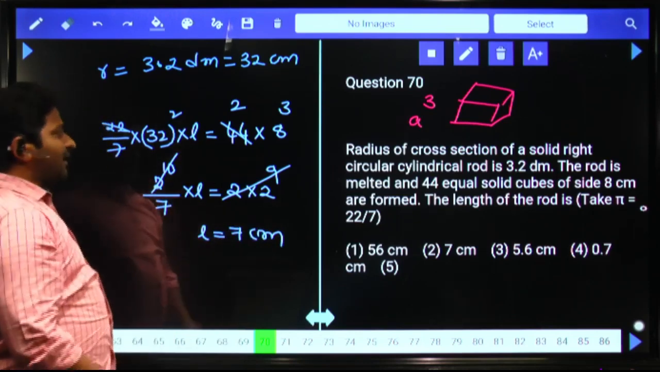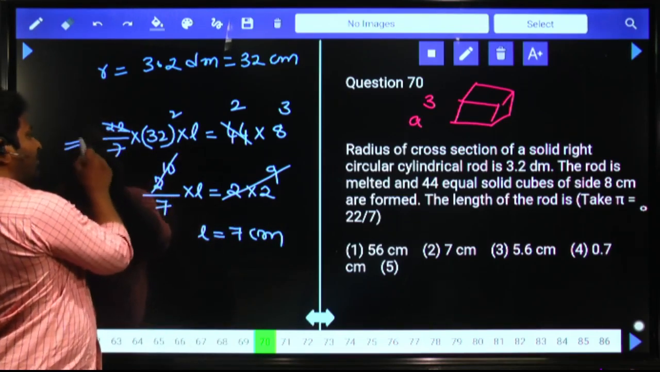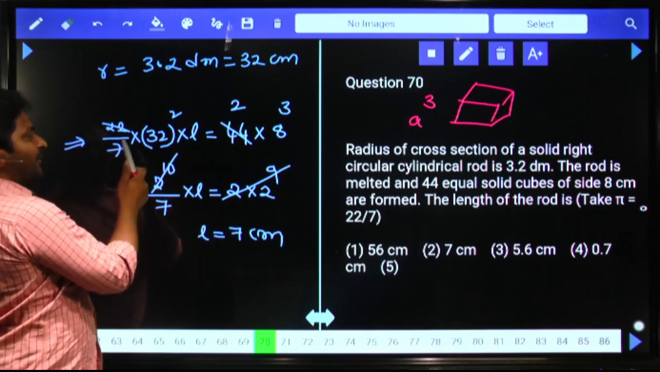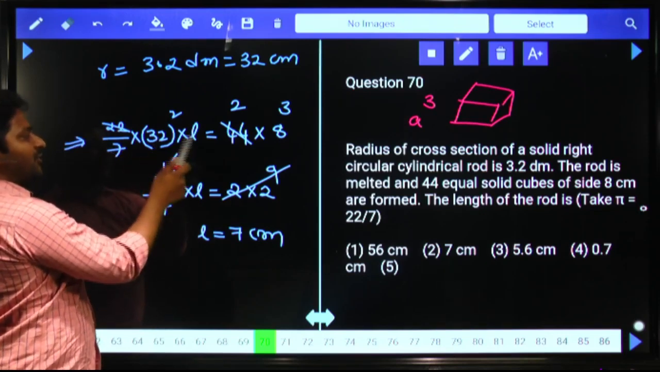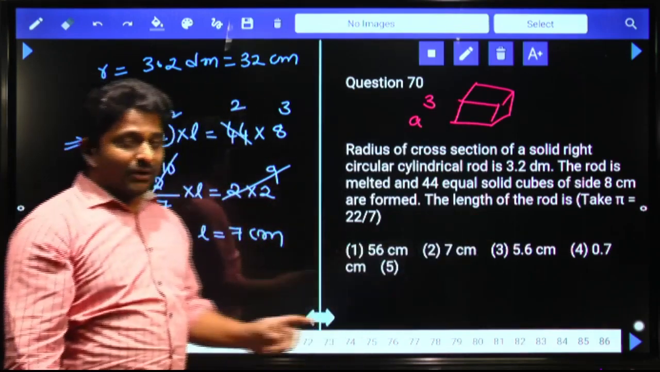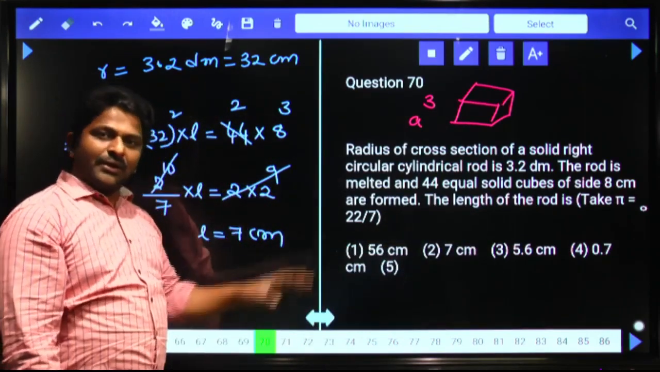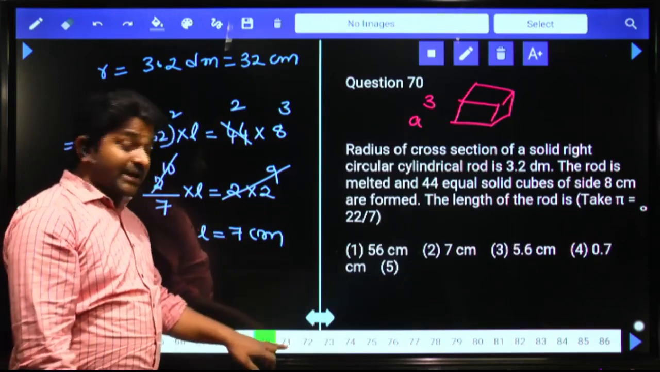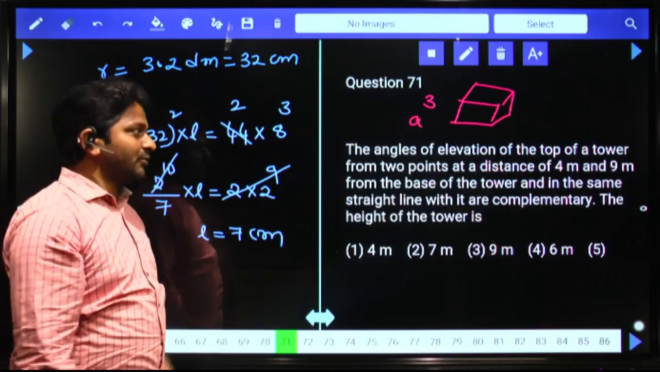So basically, after this statement you can verify. In the denominator you have 7, in the numerator you don't have 7, so the length should be a multiple of 7. Many options are there, and all are 7 multiples. If out of the options there is only one 7 multiple, you don't have to solve it. As multiple options are there, we are forced to do it.